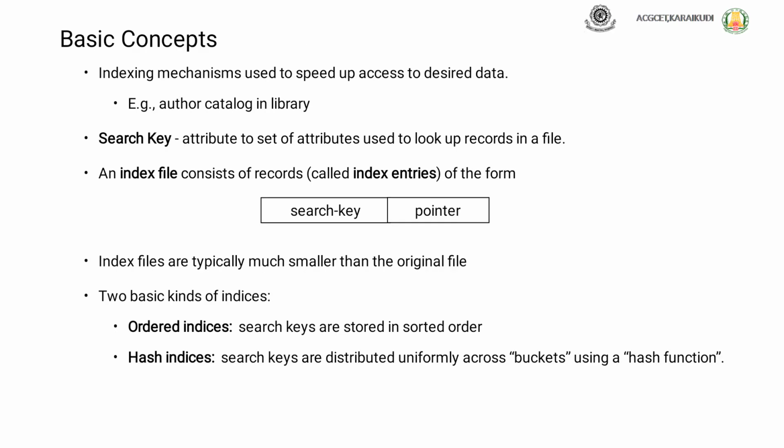Then we move on to indexing and hashing. Indexing provides the most powerful and flexible tools for organizing files. This mechanism is used to speed up access to desired data, and the indexing mechanism uses a search key, an attribute or set of attributes, to look up records in a file.